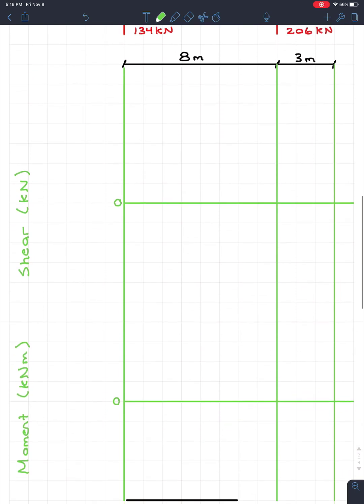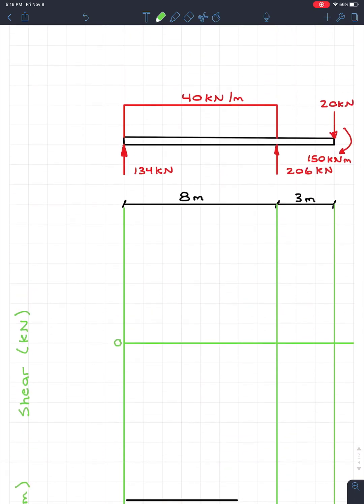It's the same procedure as before, where we want to go from left to right, and every time there's a jump or a concentrated load or a concentrated moment, we're going to make the necessary jumps. So if we look at this right away, I start my shear at 0, just like before, and the first thing I see is a concentrated load of 134 kilonewtons. So I'm going to jump up to 134 kilonewtons. That's the exact same as before: concentrated loads jump up my shear diagram.